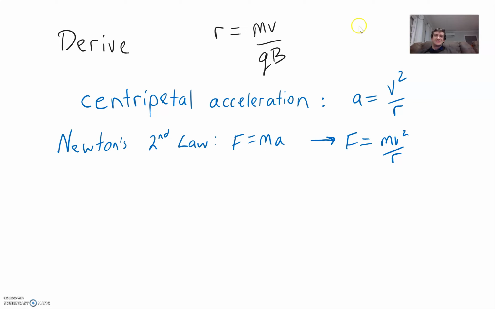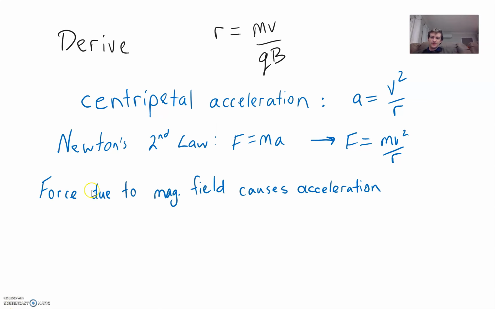What we need to do to get to here is to recognize that the reason it's traveling in a circular path is because this force is provided by the magnetic field. So we need an equation that talks about the force due to a magnetic field for a charged particle. The force due to the magnetic field that causes the acceleration is this equation here, given by qvB.